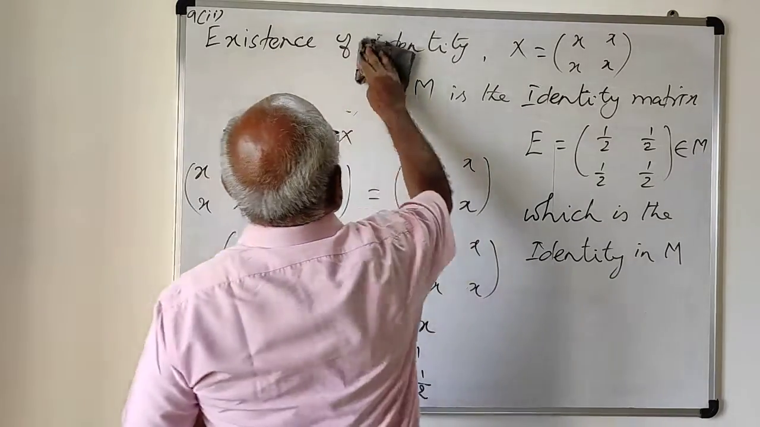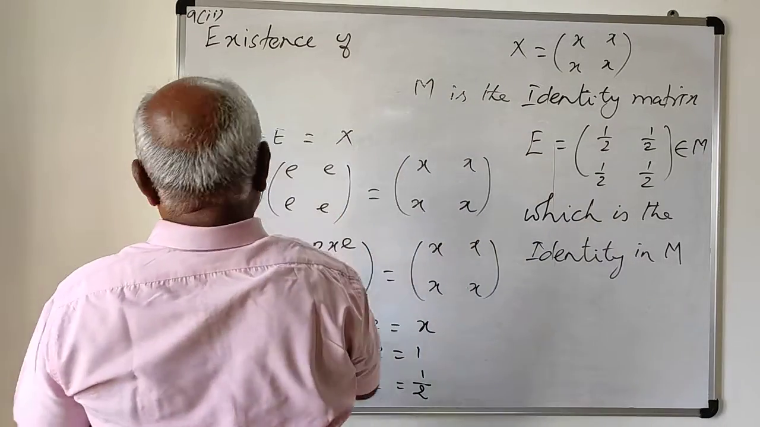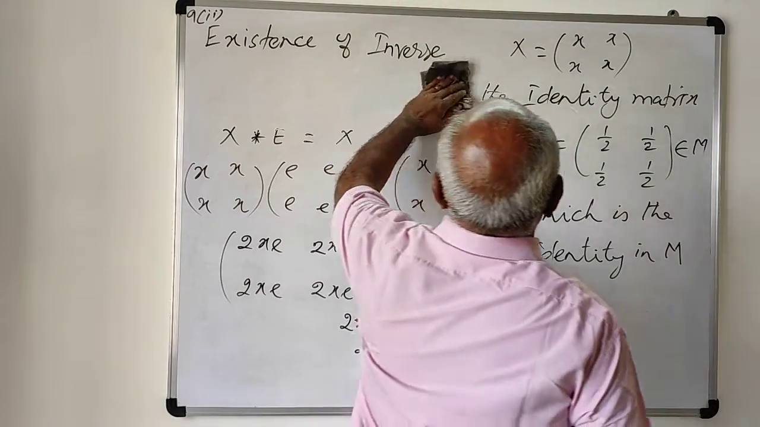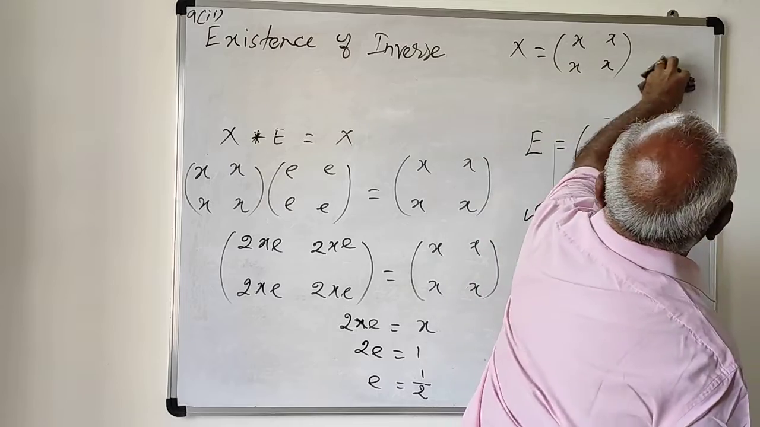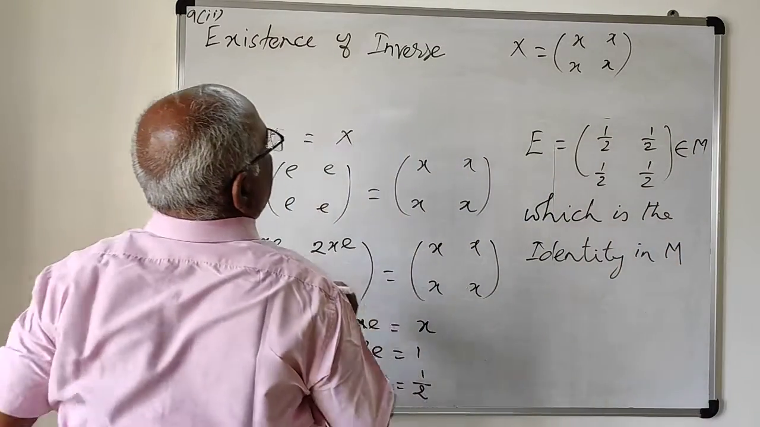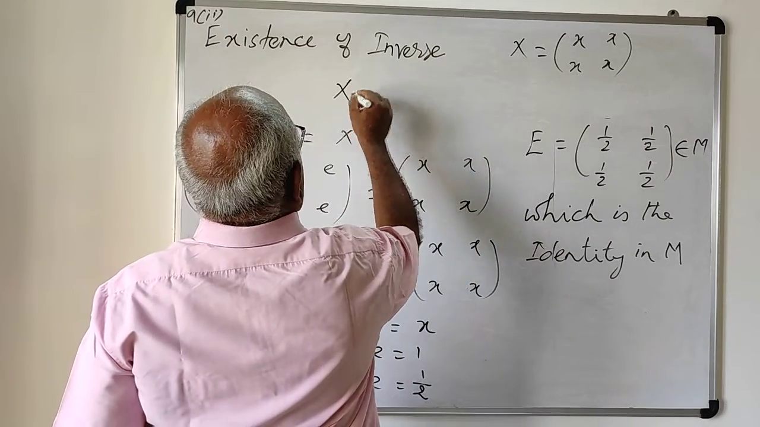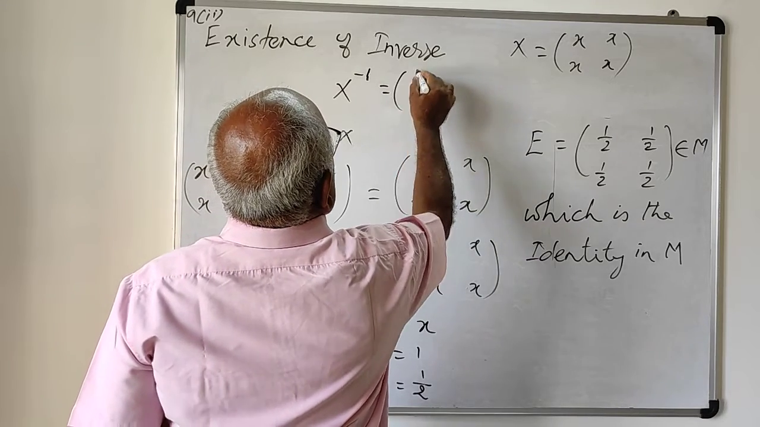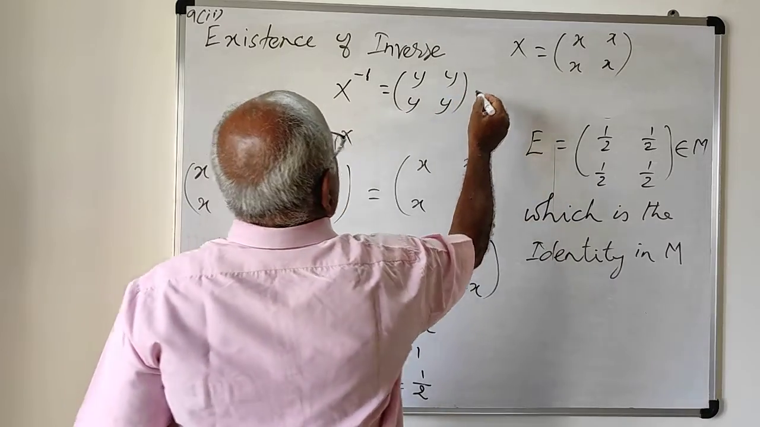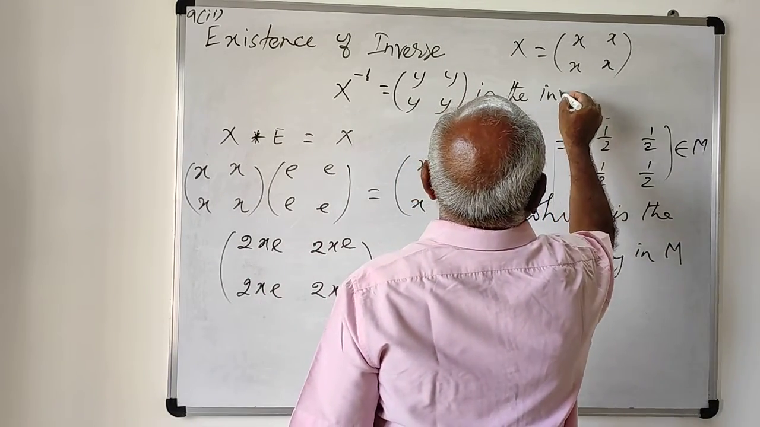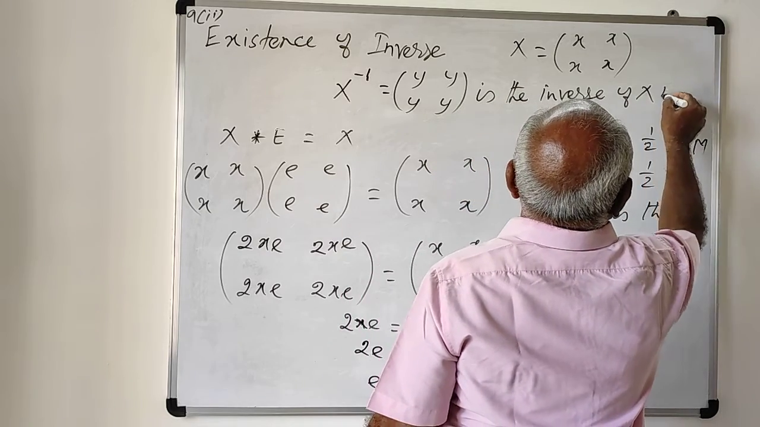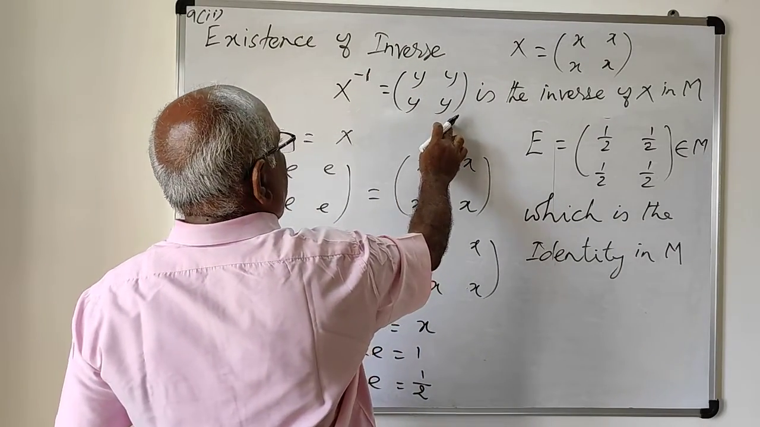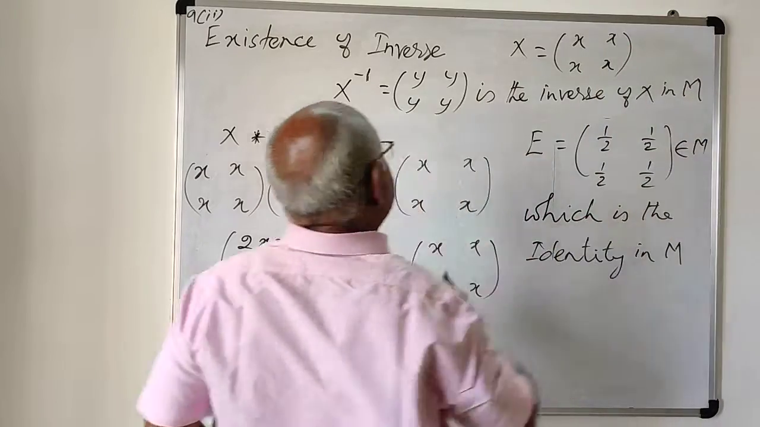Next, finally, the inverse element of the matrix X. Existence of inverse. X is a matrix with entries x, and we can find X inverse, a matrix Y, which is the inverse of X in the matrix set M. Suppose X inverse is Y, of the same form, in the set M.